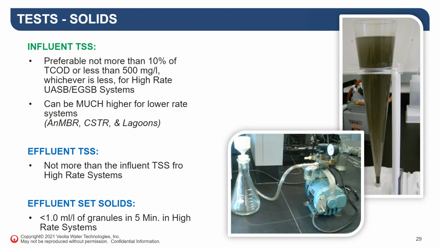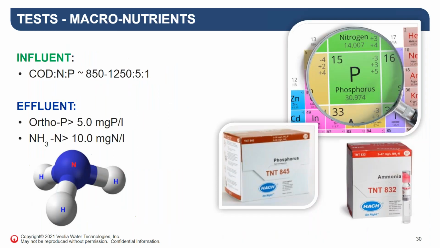The settleable solids, we don't really know or care in the low rate systems, but on the high rate systems that depend on granular sludge, it's important that we don't lose those granules. So our rule of thumb is when we do a settleable solids Imhoff cone test, we want to see less than 1 milliliter per liter of granules in 5 minutes of settling. That's really important. If you have more than that, you could be losing sludge, which isn't a good thing. So less than 1 milliliter per liter of granules in 5 minutes is important.